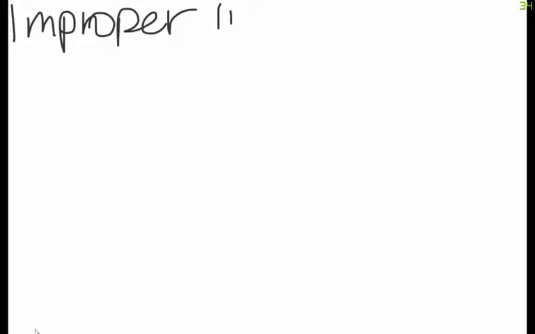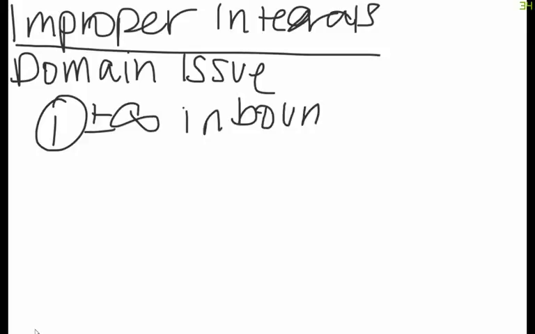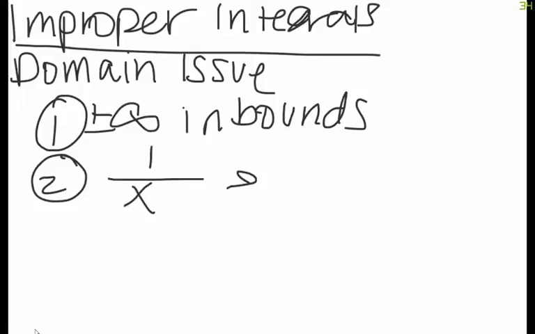This is not a section that's meant to trip you up. It's just a notation type thing. Improper fractions. I'm sorry, improper integrals. All it means is you have a domain issue. Oh, my handwriting. I'm so sorry. Domain issue. So you have one of two things going on. You have infinity, positive or negative infinity in your bounds. Or you have something like 1 over x with your bounds.